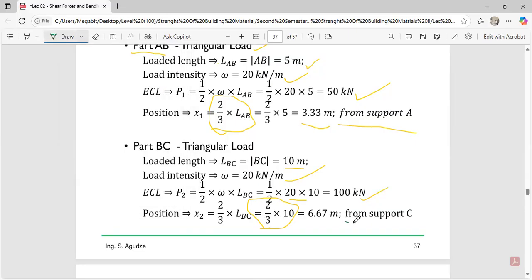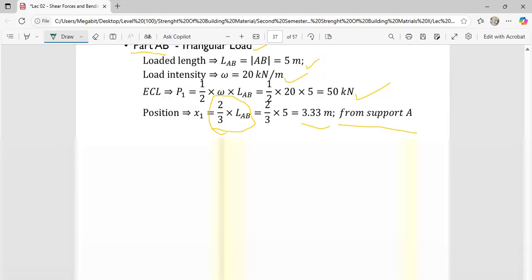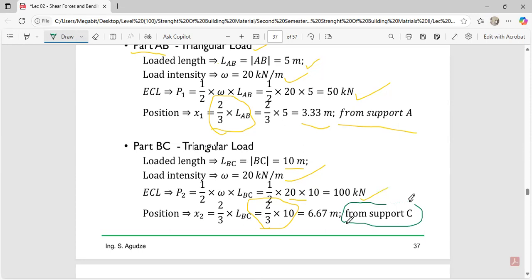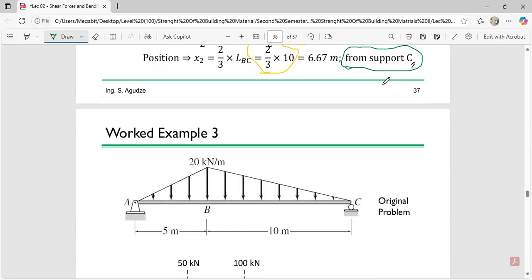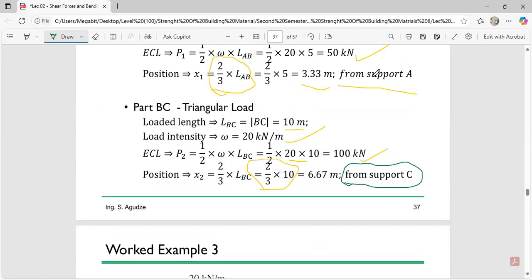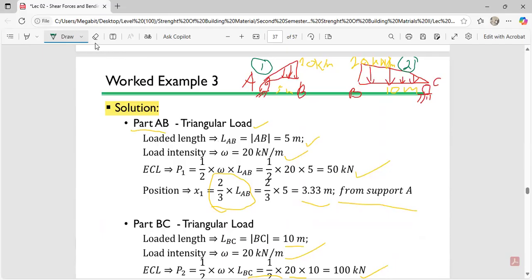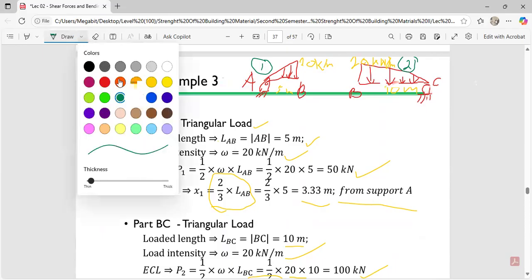From support C, you have to tell the examiner the support you are calculating from, to tell him how competent you are about the work you are doing. Okay. To tell him that you understand what you are doing. So after calculating, you realize at the end of the day, we calculated for 2 positions. If there are 3 sections, we are going to be calculating for 3 positions. Okay. So it continues like that.